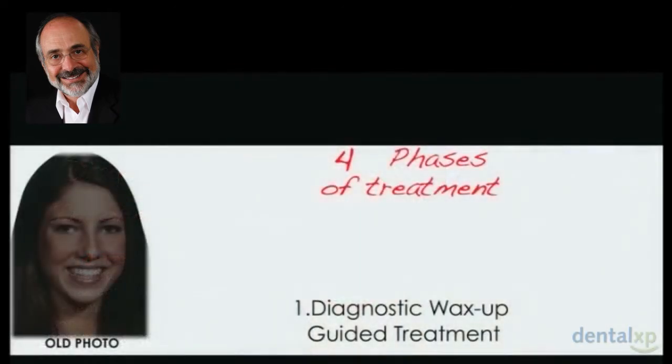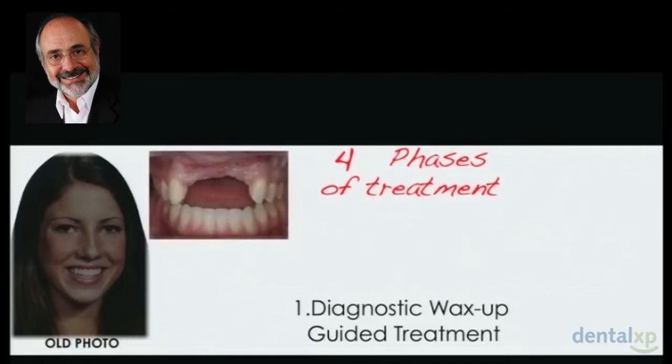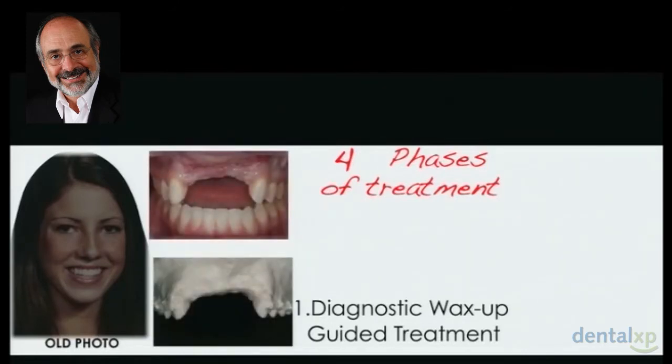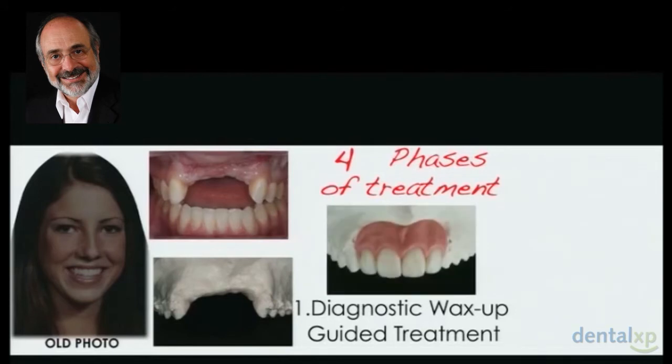There are 4 phases of treatment. The first is the diagnostic wax-up. You can't start putting implants in until you've done this. You can't even contemplate it. You will be in trouble. So the diagnostic wax-up we do this way. You take an impression, you generate a stone model. We do a wax-up of perfectly white teeth. Who does it? Any lab. Any lab can do it.